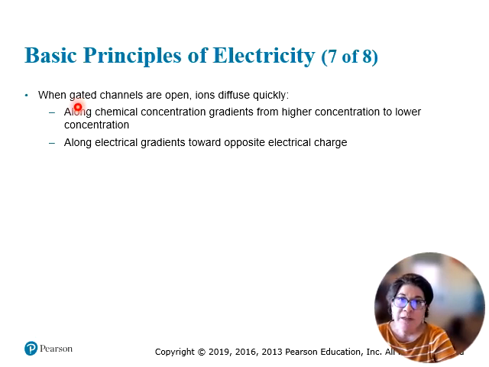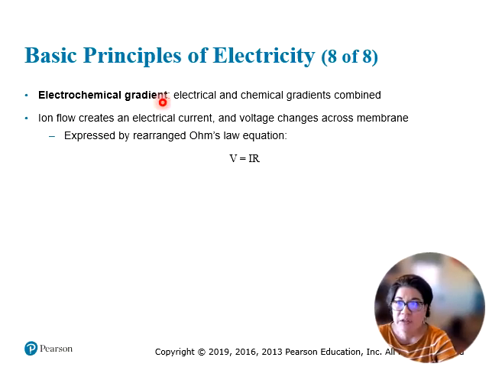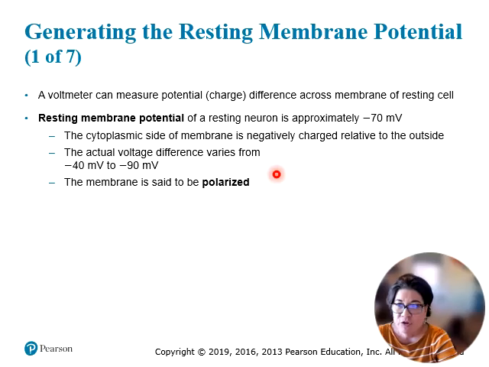Okay, so when gated channels are open, the ions flood in really quickly, and it changes the concentration. It'll flow from high concentration to low concentration with the concentration gradient. So the electrochemical gradient is a combination of the electrical and chemical gradients. So when ions flow across, they're going to change the voltage, and I'll show you a picture of that soon. The way that you can measure this is with a voltmeter. So that's how they've measured it. So picture like a little meter that's in the cell and outside of the cell, and it's measuring the voltage.